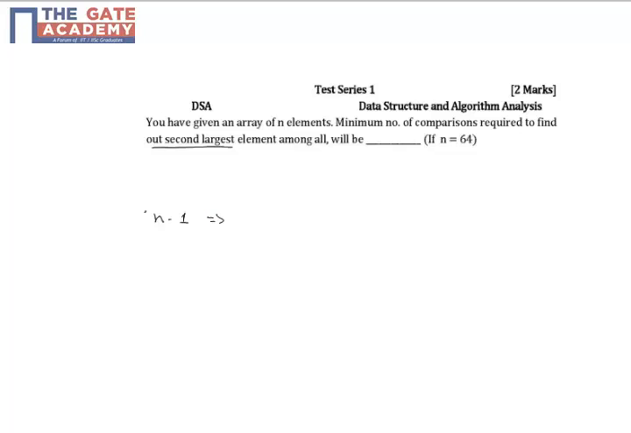n-1 comparisons to find the largest element, and after that n-1 more, or maybe n-2, let's say, for the second largest. But this particular approach is not efficient. We will have to find an efficient approach, with which we can find the second largest element within the minimum number of comparisons. So we will use an algorithm, the tournament algorithm, to find the minimum and second minimum, or the largest and second largest.